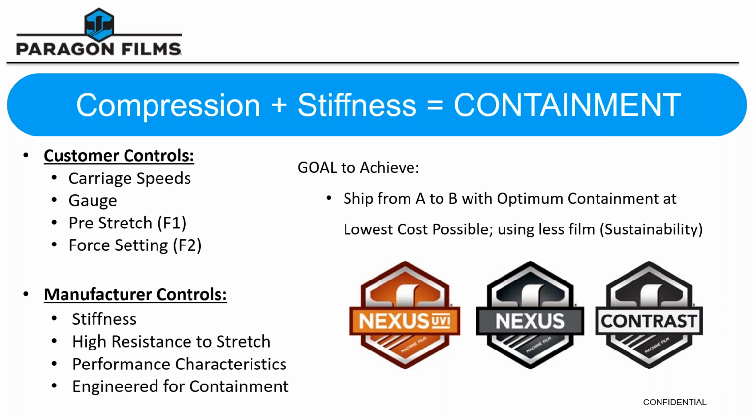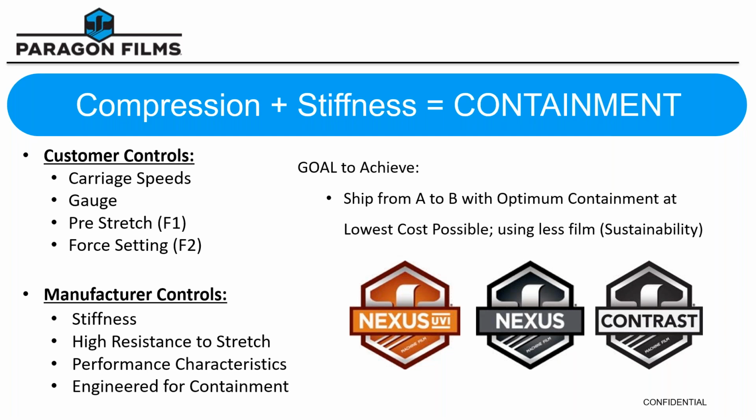On the manufacturer side, right, that stiffness is where we come into play. So as manufacturers, we have our Nexus UVI, Nexus Contrast. These are all stiff films, right? And there's an actual purpose for that. We believe that the high resistance to stretch allows the product to work a lot better for your equipment. So by having a higher resistance to stretch, when it does stretch, you're getting higher performance in terms of containment. Those performance characteristics are really important.